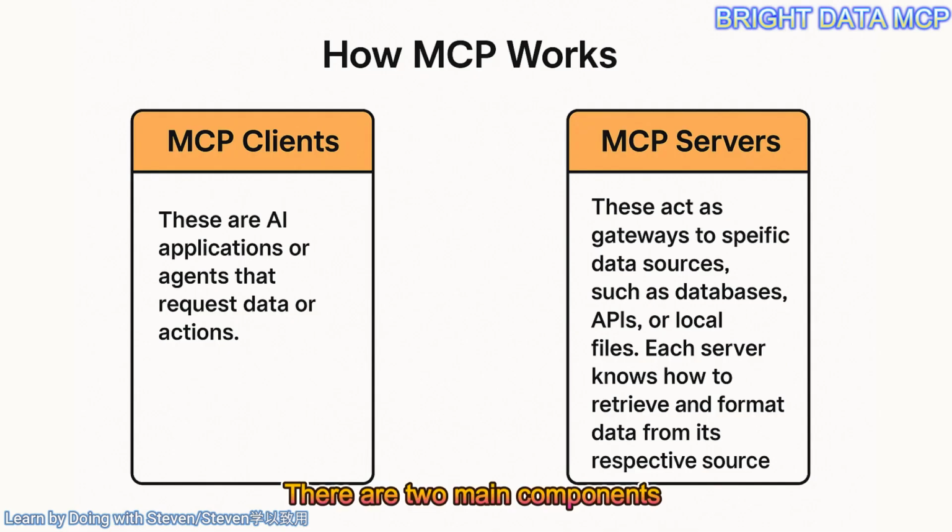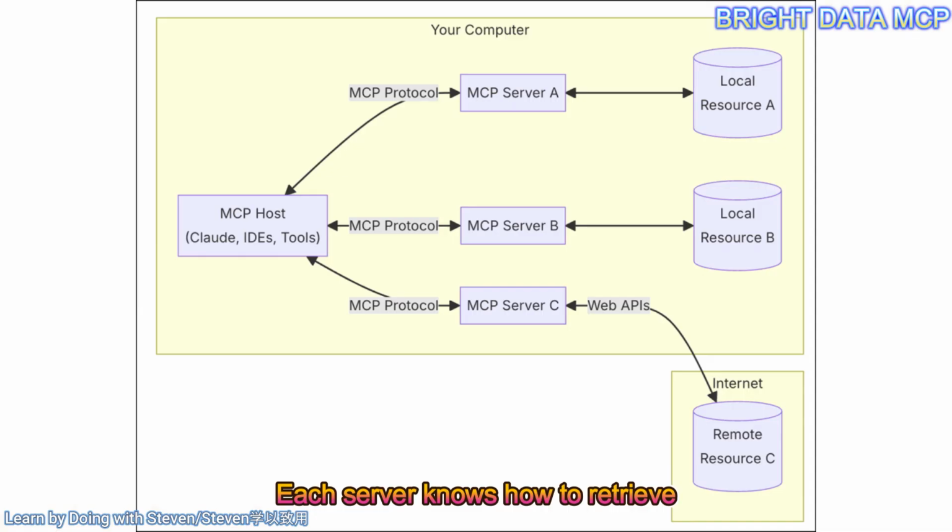There are two main components of MCP: MCP clients and MCP servers. The MCP clients are AI applications or agents that request data or actions. MCP servers act as gateways to specific data sources, such as database, API, local files. Each server knows how to retrieve and format data from its respective source in a way the AI can understand.